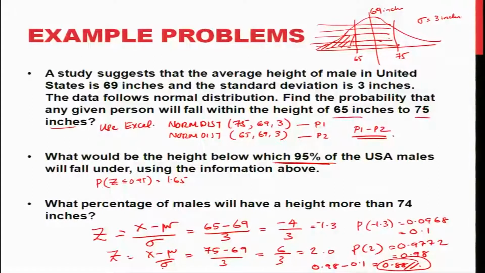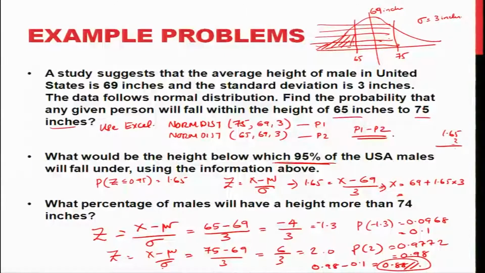In this case, z is equal to x minus mu by sigma. So we just need to find x, because we know 1.65 is equal to x minus 69 by 3. 69 is the mean. So x is equal to 69 plus 1.65 times 3. 1.65 times 3 will be 4.95. So 69 plus 4.95 will be 73.95 inches. So 73.95 inches is the height below which 95% of the American males should fall under.